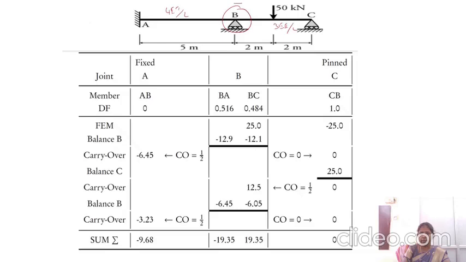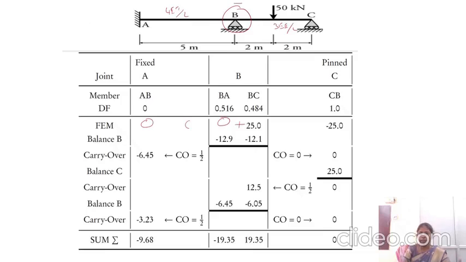Here the span BA contains no load, hence the fixed end moment is 0 here. So that's why the summation of the fixed end moment at joint B, B to A and B to C, is 25. It is 25 plus 0. Then the unbalanced moment is distributed for the span B to A and B to C by multiplying with the distribution factor. Okay.